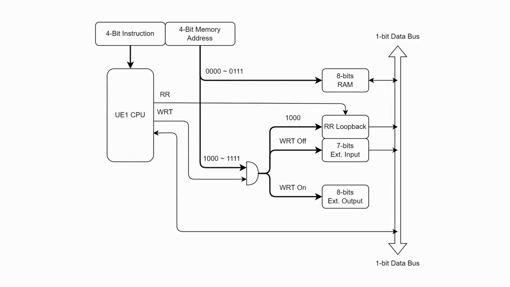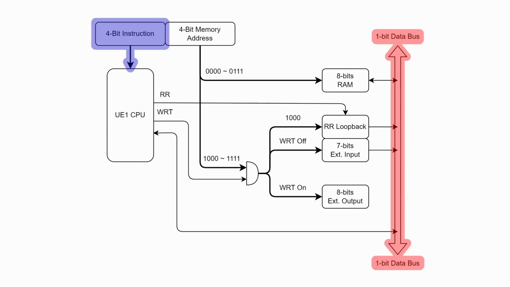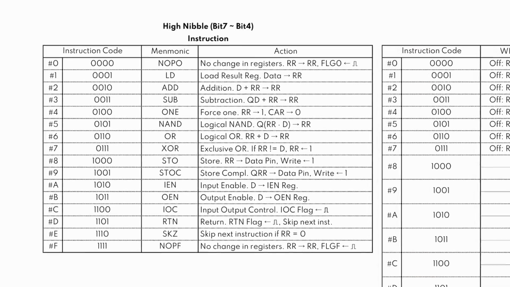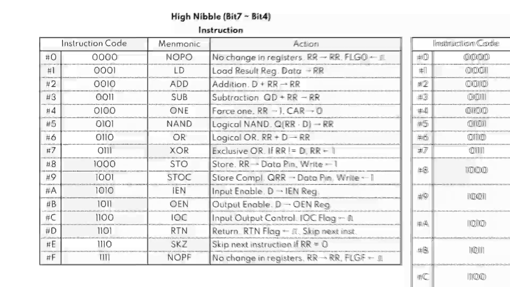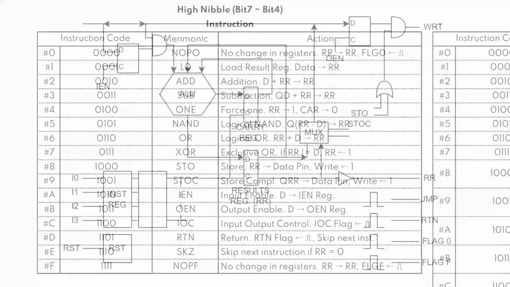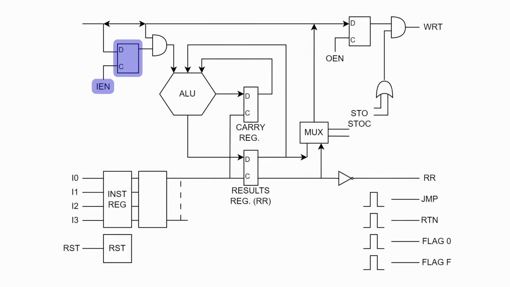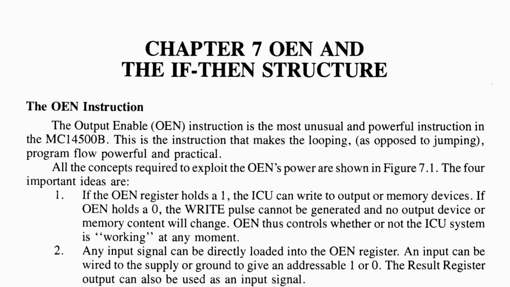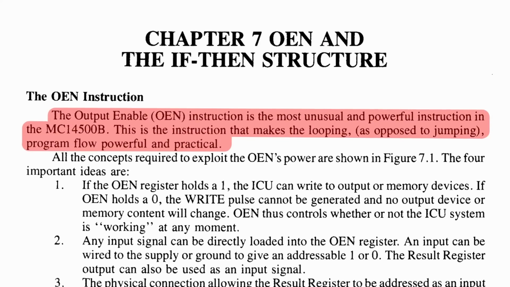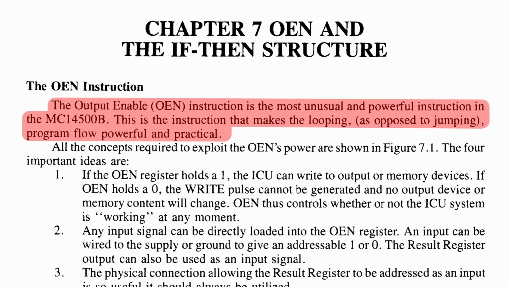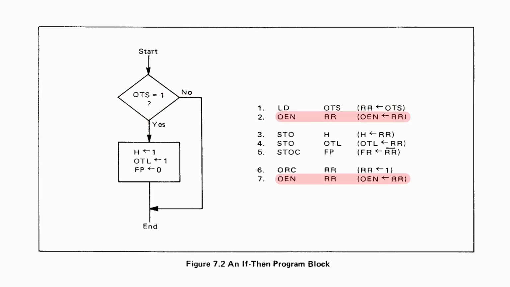We have a 1-bit data path, so we're working on a single bit at a time. But we have a 4-bit instruction path, so we can have up to 16 different operations that we can perform. We also have an input enable register and an output enable register. This allows us to effectively mask input coming into the ALU and output going out to memory. And if we can mask those, we can effectively do conditional branching.